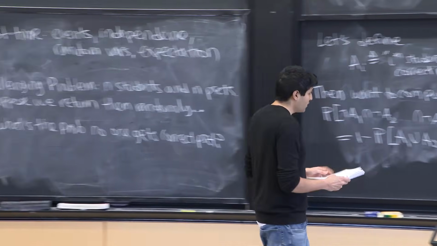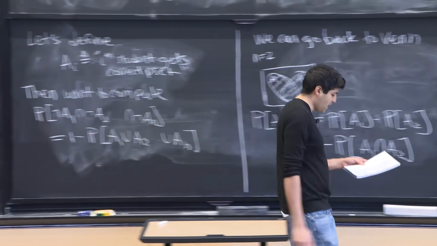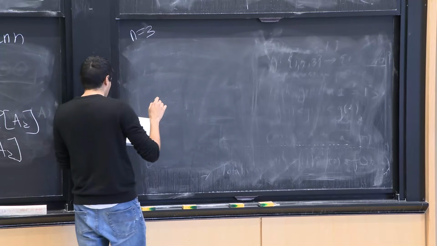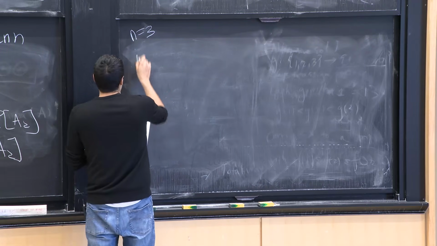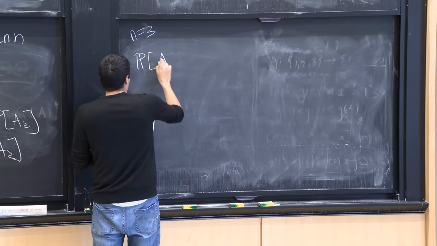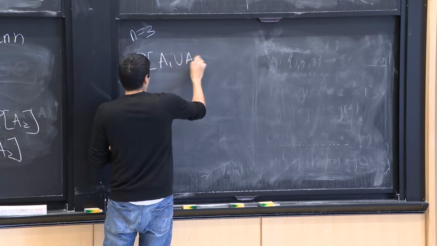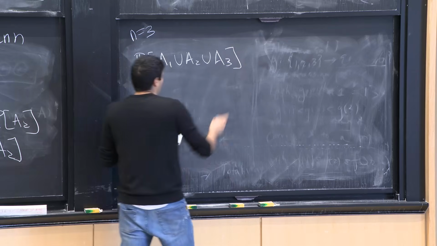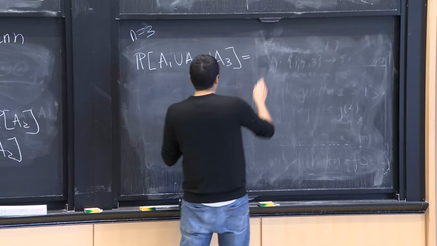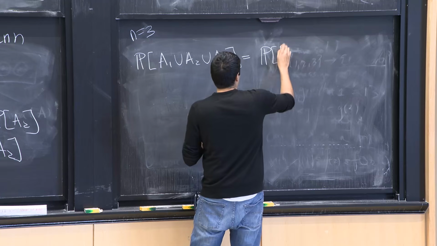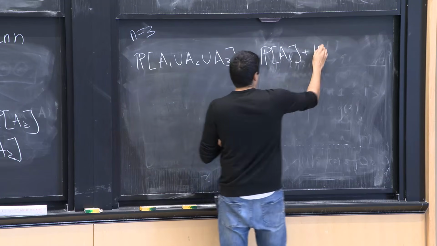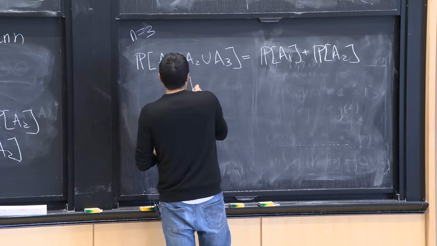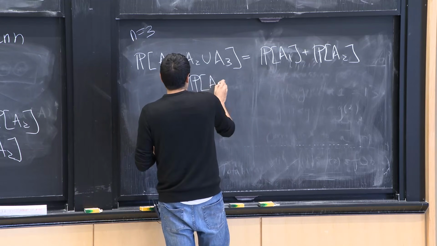All right, so nothing too complicated happened here. And we can try the same type of strategy, but maybe in the n equals 3 case. So we can write out the probability that A1 or A2 or A3 happen. And we can do the same type of trick where we look at the sum of the probabilities. We add up the probability of A1, the probability of A2, the probability of A3.